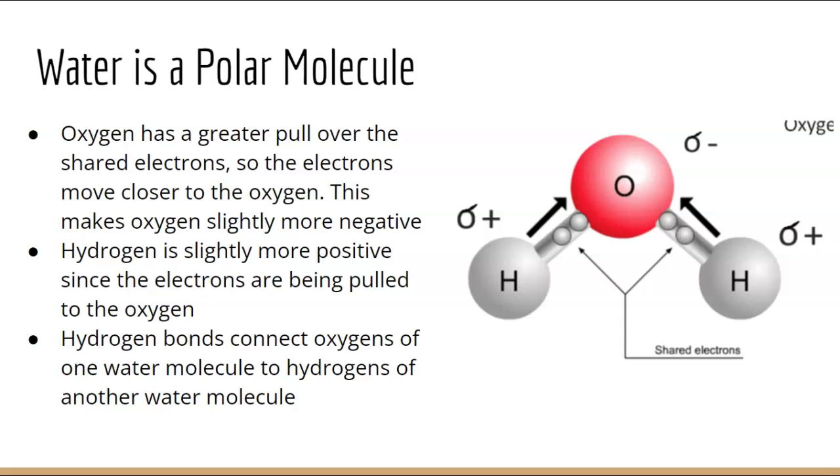So it's polar, it's bent. You'll see that. You see how it's bent. It's not in a straight line. And that is because of this polarity, because the electrons are being pulled towards the oxygen.